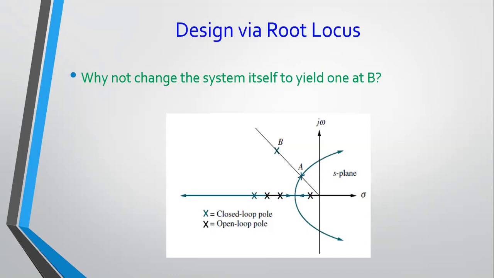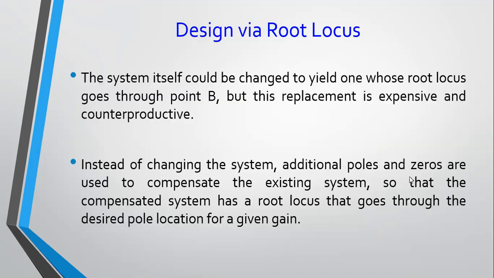So the question we can ask ourselves here: why don't we change the system itself to yield a point at B? We are currently at point A, so you could just buy a new system which gives you the ability to reach point B by just changing the gain. Yes, this is possible, but the issue is it's quite costly to change the system. Imagine you have a plant and you want to change the whole plant. This replacement is expensive as well as counterproductive.